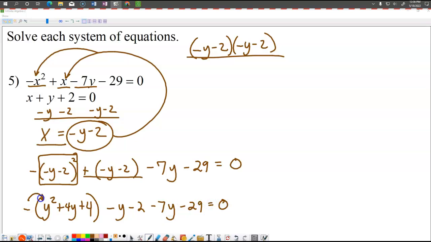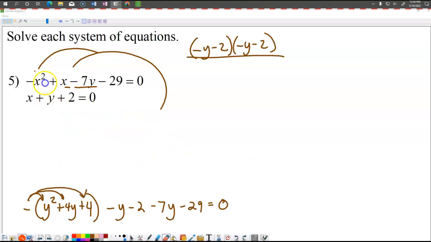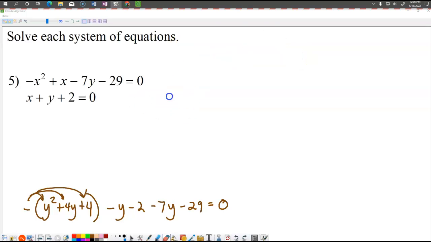Next, I would distribute this negative into the parentheses. At this point, I'm just solving, right? So the main strategy I want you guys to be aware of here so far is get a variable by itself and do substitution. All right, so now I've got -y squared minus 4y minus 4. That's if I distribute the negative.